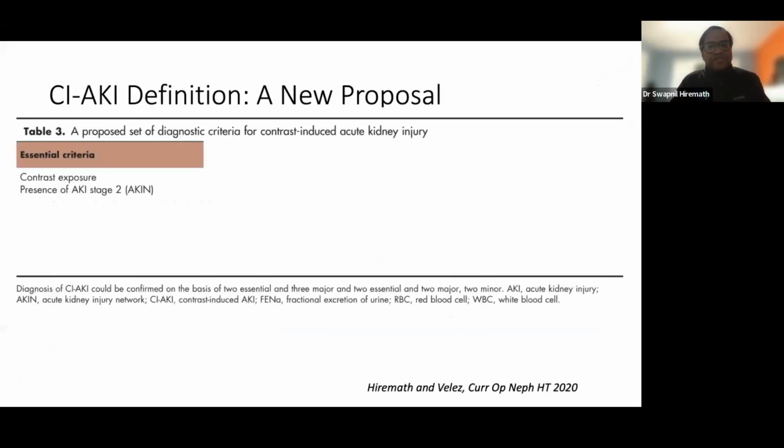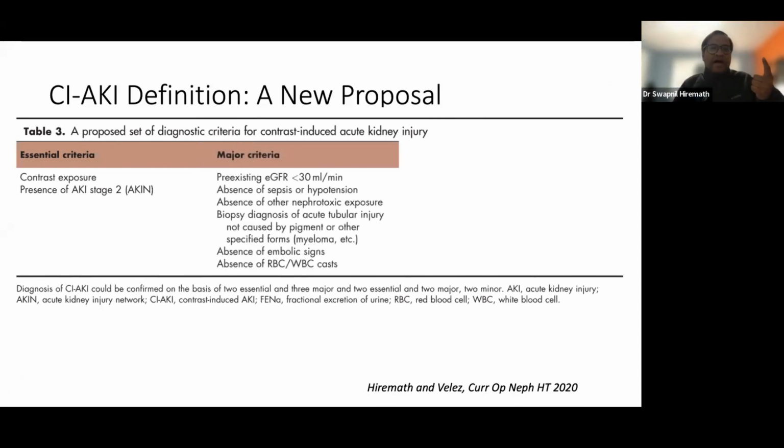And this was a proposal that J.C. Velez from New Orleans and I put together a couple of years ago. Like there are criteria for rejection, there are criteria for infective endocarditis, we are proposing that these criteria may be useful. So the patient has to have exposure to contrast and at least stage 2 AKI, right? Stage 1 we don't care about. And then there are some major criteria. So is the GFR less than 30? But more importantly, are you ruling out all the other things?